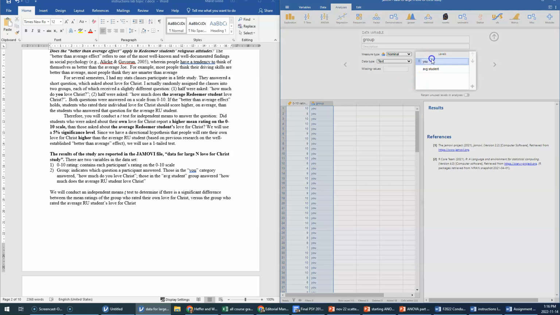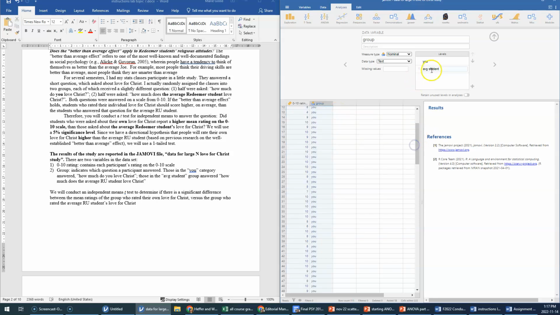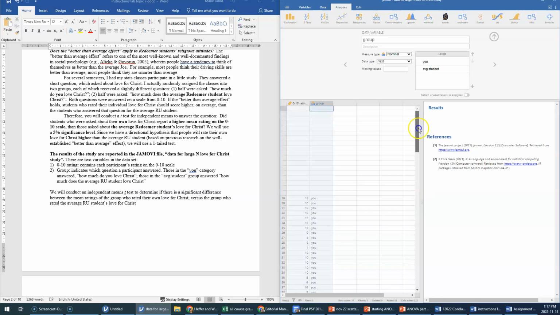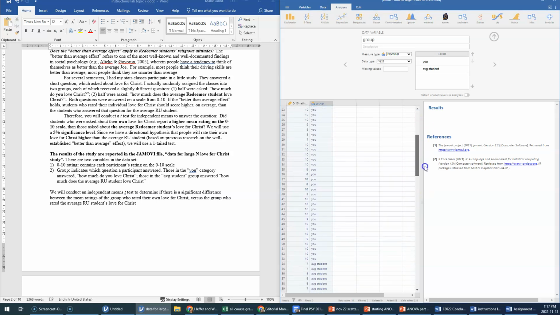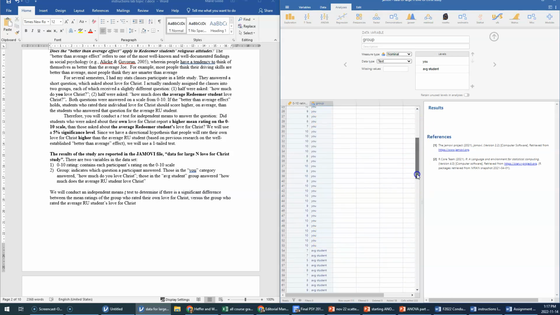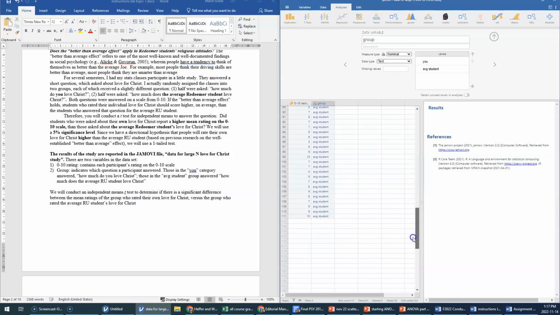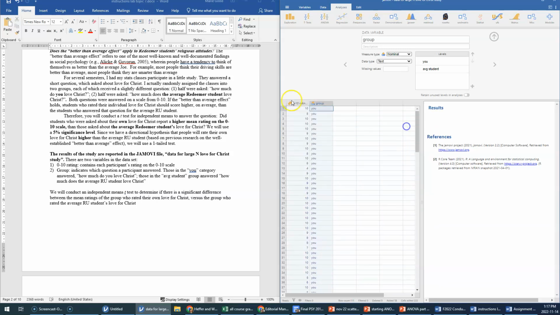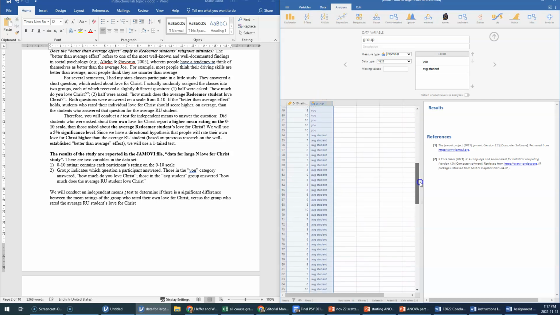And so if someone has a score of "you," it means they answered the you question. And if they have "average student," it means they answered for the average student, right? So they're kind of in order. All of the you group comes first, and the average student group comes after. Okay, so everyone has a 0 to 10 rating, and then everyone has a variable indicating which group they were in, which question they answered.